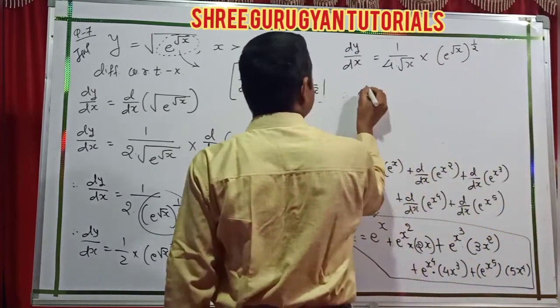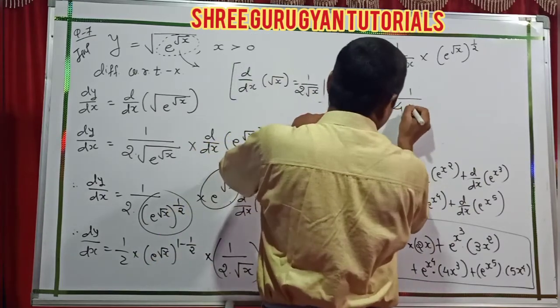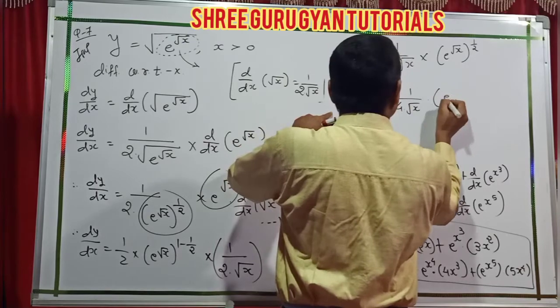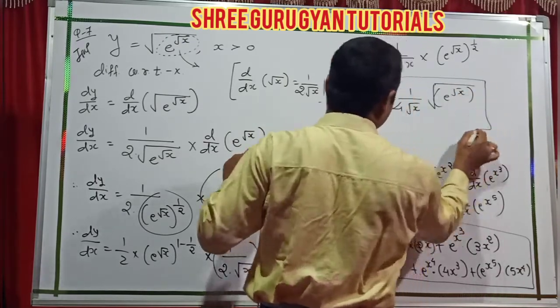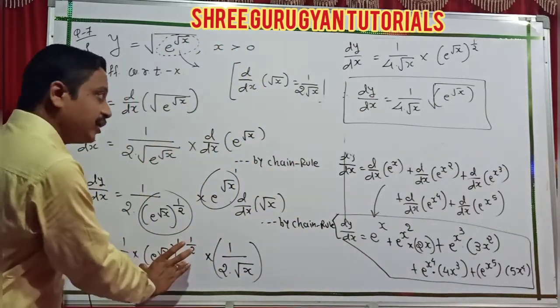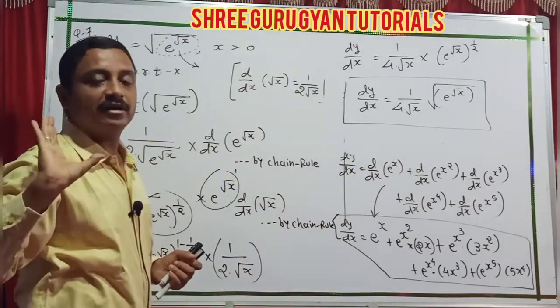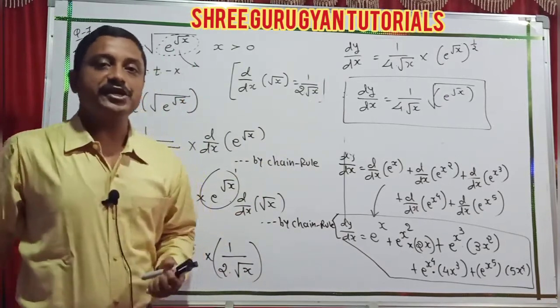So your textbook answer is given in this form, students, 1 by 4 root x and e raised to root x with a root, and that will be my last and final answer. For this power 1 minus half, I am converting into half, that is a root x. Yes, so here we are done. Easy.